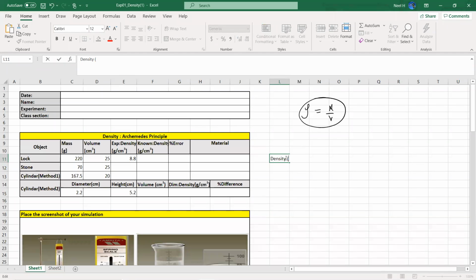Density calculation for lock. So that's the command, equal sign, and then C11 over D11. And the rest is also the same. You can just retype the same command. Next one is C12 over D12. Following one is C13 over D13.